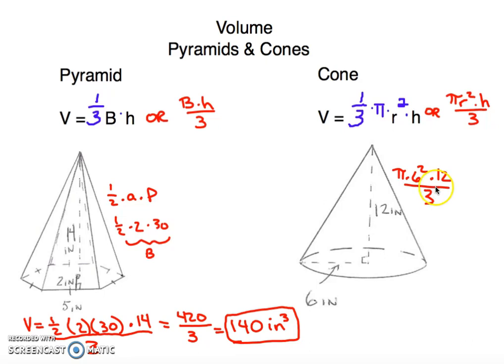So our volume is going to be 36 times 12 divided by 3. And again, we can leave our answer in terms of pi. So volume equals 144 pi. Again, we want to make sure our units are cubed, so this is going to be inches cubed.